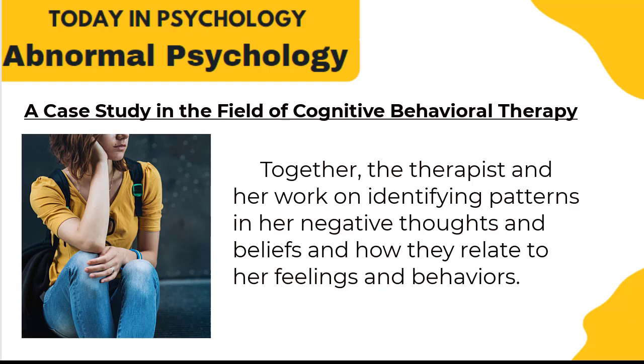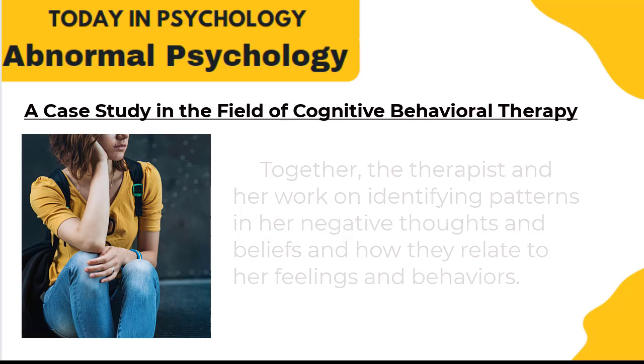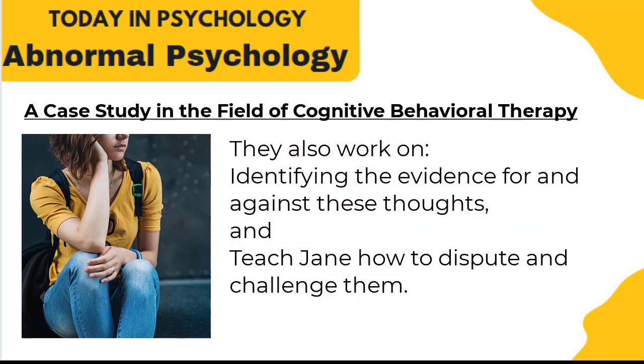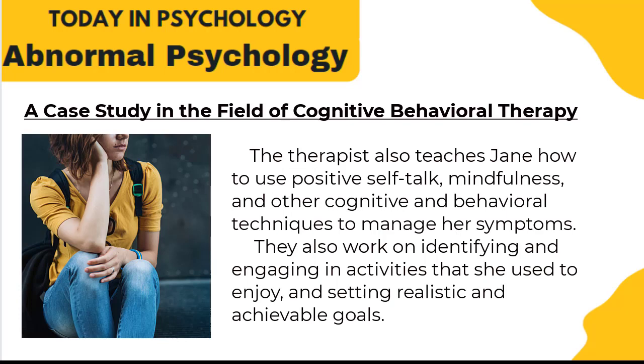Together, the therapist and her work on identifying patterns in her negative thoughts and beliefs and how they relate to her feelings and behaviors. They also work on identifying the evidence for and against these thoughts, and teach Jane how to dispute and challenge them. The therapist also teaches Jane how to use positive self-talk, mindfulness, and other cognitive and behavioral techniques to manage her symptoms. They also work on identifying and engaging in activities that she used to enjoy, and setting realistic and achievable goals.